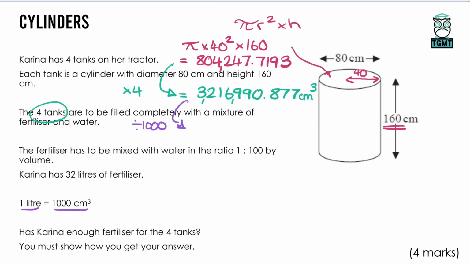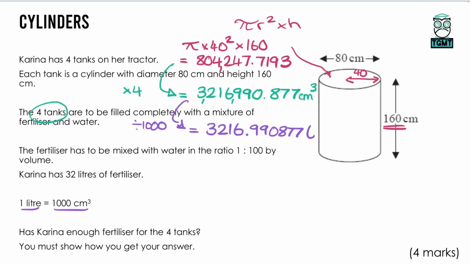So here in litres now, the 4 tanks is 3,216.990877, and that's now in litres. So that's how much space is in those 4 tanks. We just now need to work out exactly how much space we actually need.